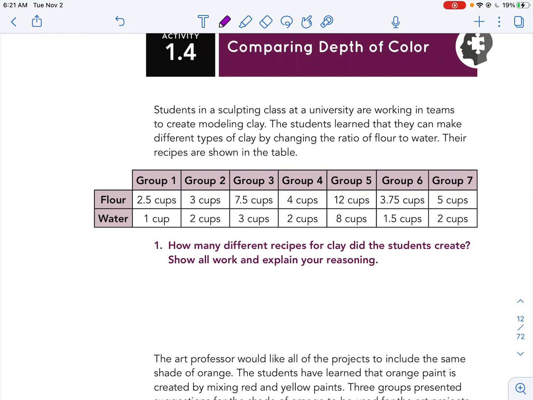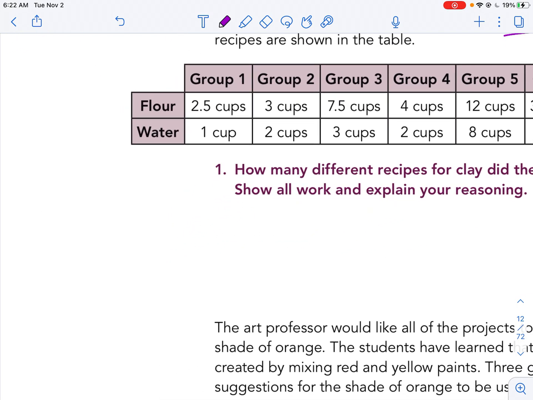Now, we're going to compare a sculpting class at the university working on teams to create modeling clay. So this is their recipe. They can make different types of clay, changing the ratio of flour to water. So we're going to have flour to water. Okay, and these are the recipes.